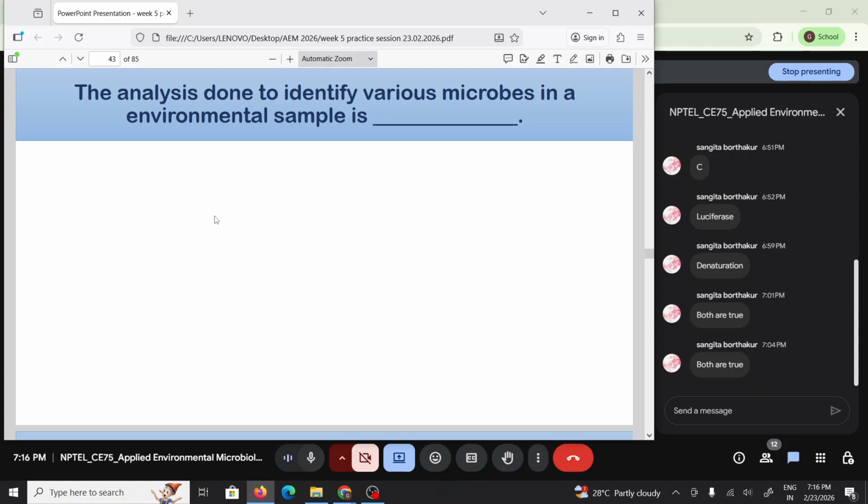So, what analysis do we do to identify various microbes in an environmental sample?